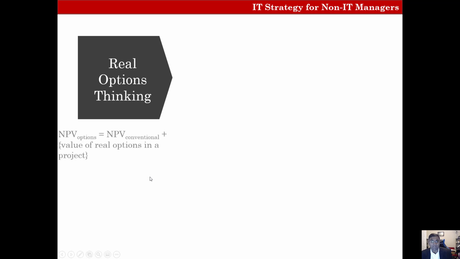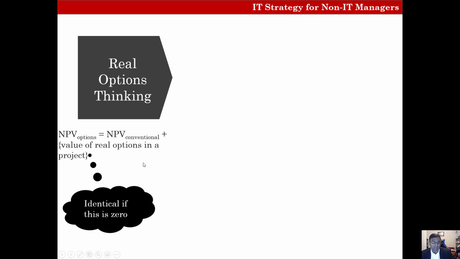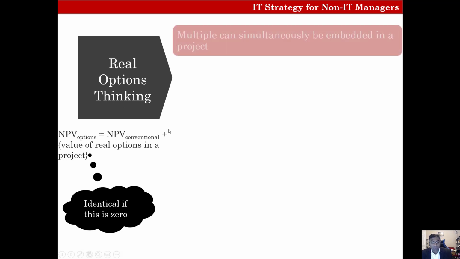So real options thinking takes the conventional net present value, but also looks at the value of real options in a project. And if there is no value of real options in the project, that is, the flexibility to do something in the future without being obligated to do it right now, if that's zero, then it's the same as the net present value.